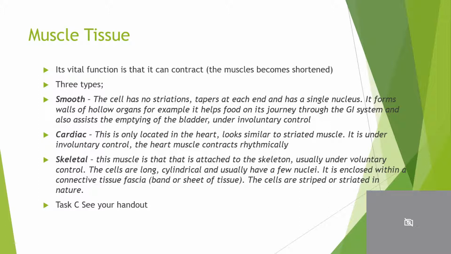Skeletal. This is muscle that is attached to the skeleton. It's usually under voluntary control. The cells are long, cylindrical, and usually have a few nuclei. It's enclosed within a connective tissue that we term fascia, which is a band or sheet of tissue, and the cells are striped or striated in nature. Again, there is an associated task in the adjoining handout for you to complete.